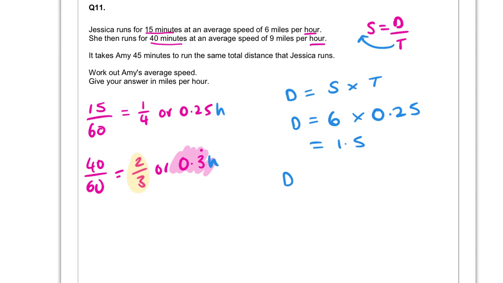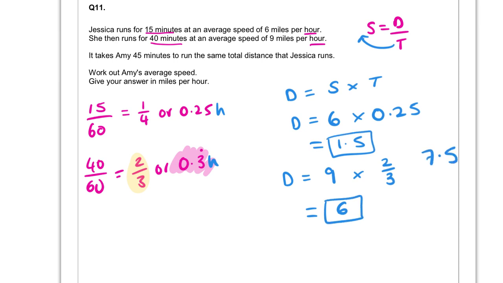Then our second distance: she does 9 miles per hour for 40 minutes. I'm going to multiply that by 2 over 3. It's going to give me 6. So that means her total distance is 6 plus 1.5, which is 7.5 miles. Now, just a side note, if you'd kept this as 0.3 recurring, you wouldn't have got a nice value here. So we can see that the total distance is 7.5.